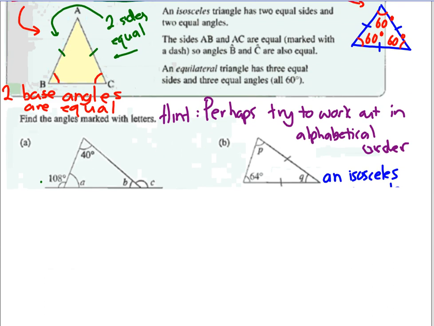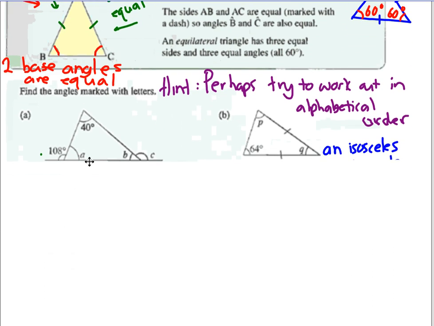So, finding angles marked with the letters. When there's more than one angle to find, you'll quite often find that our exercises are set up for you to work them out in alphabetical order. So if you work out A first, that might help you to find B, which would then help you to find C. Rather than try to find C first, it's not possible until you've got A and B, or A at least. Same thing with this, find P first and Q next, because that's alphabetical order, and it tends to be easier that way. So find the angles marked with the letters, and perhaps try to work in alphabetical order.